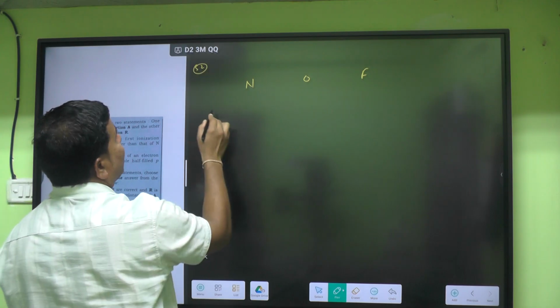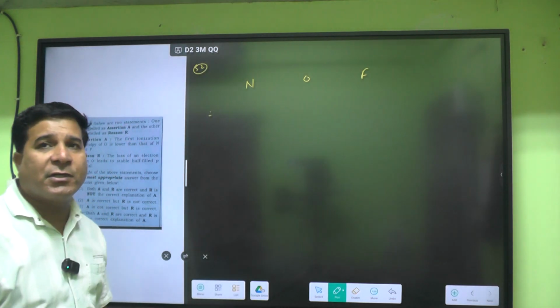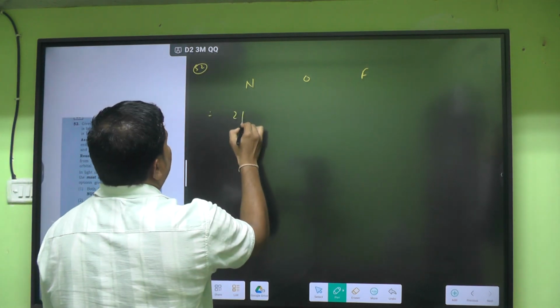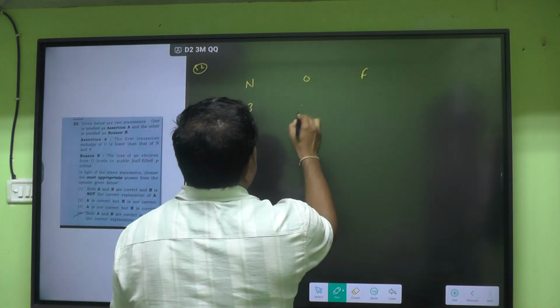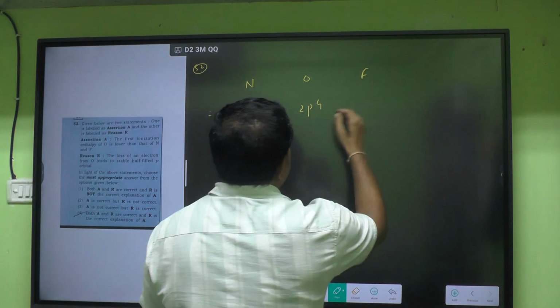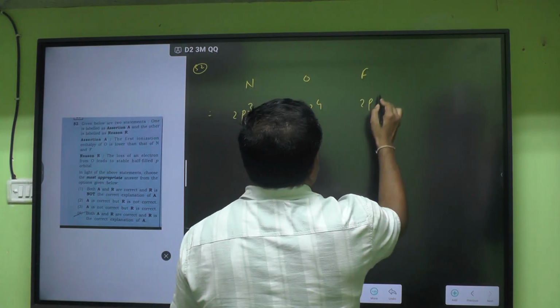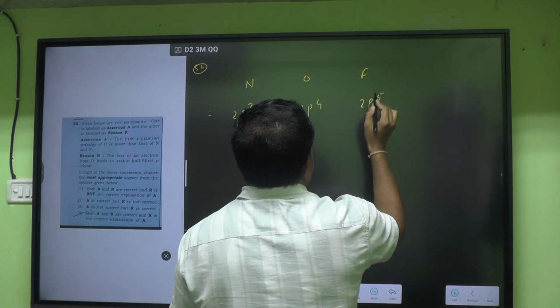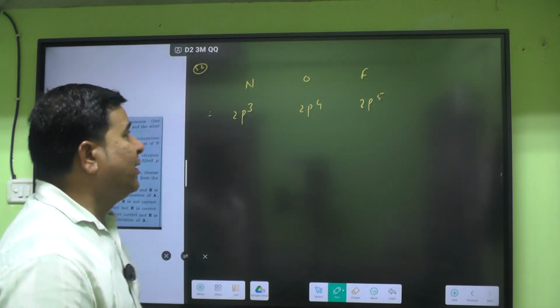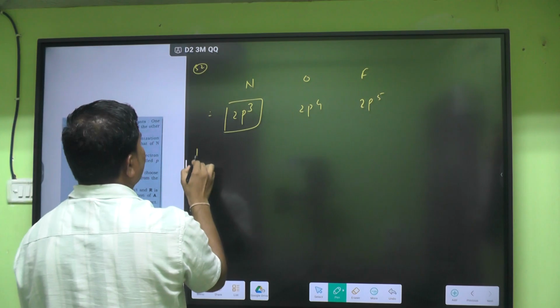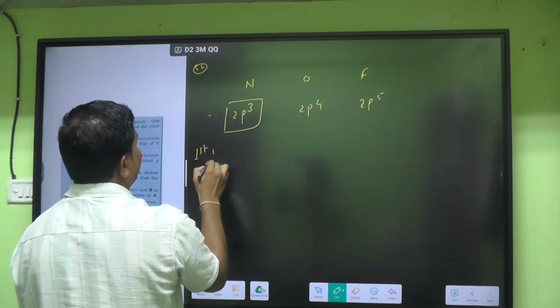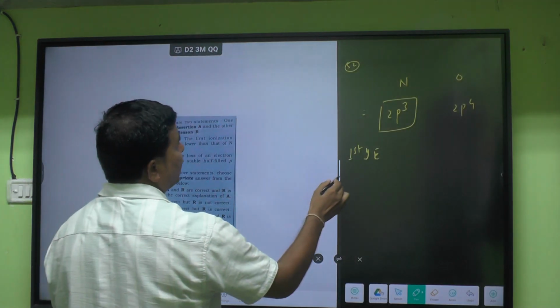Now write the outermost electronic configuration. Everyone knows nitrogen is 2p3, oxygen is 2p4, and fluorine is 2p5. Nitrogen's 2p3 is half filled. Now consider the first ionization enthalpy.